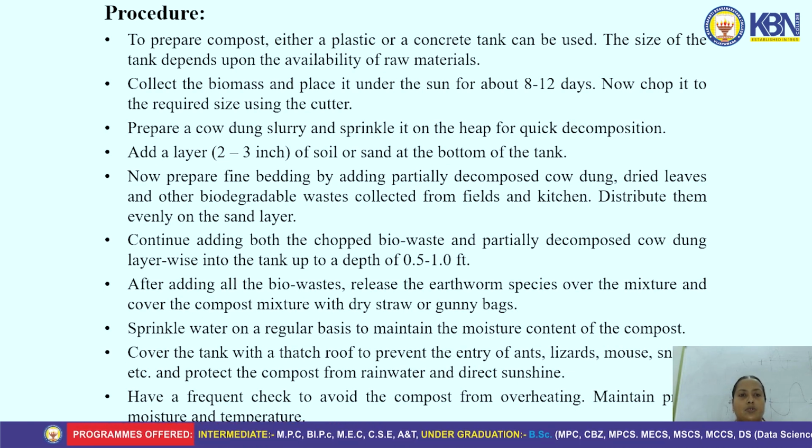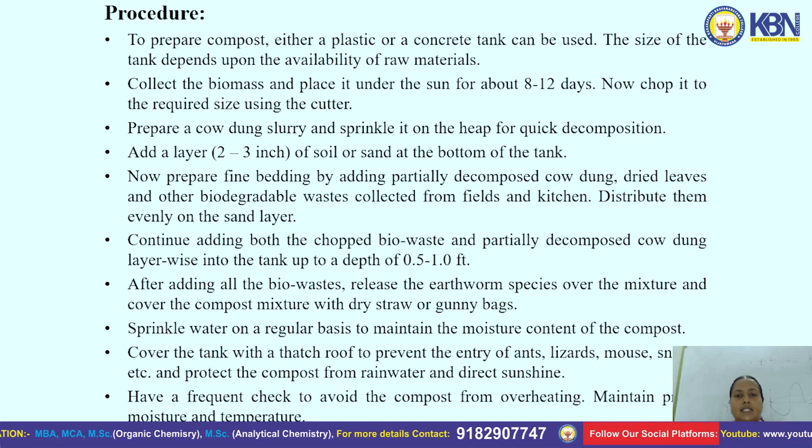Add a layer of 2 to 3 inches of soil or sand at the bottom of the tank. Now prepare fine bedding by adding partially decomposed cow dung, dried leaves and other biodegradable waste collected from field and kitchen. Distribute them evenly on the sand layer. Continue adding both the chopped bio-waste and partially decomposed cow dung layer-wise into the tank up to a depth of 0.5 to 1 feet. After adding all the bio-waste, release the earthworm species over the mixture and cover the compost mixture with dry straw or gunny bags.